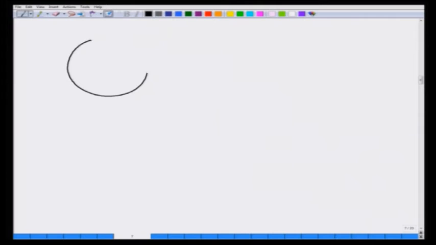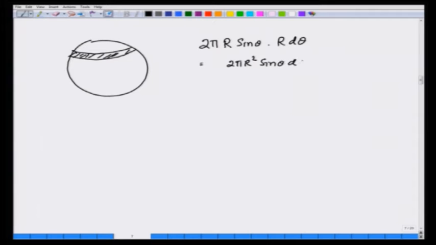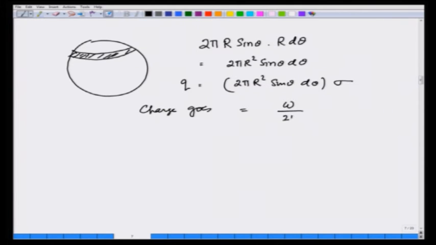Another way of looking at the answer for the same problem would be, if I take this spherical shell and consider a band here. This band has an area which is 2 pi r sin theta times r d theta. This is the total area of this band. So, this is 2 pi r square sin theta d theta. The charge on this band, net charge q, is 2 pi r square sin theta d theta times sigma. And this charge goes around per second omega over 2 pi times.